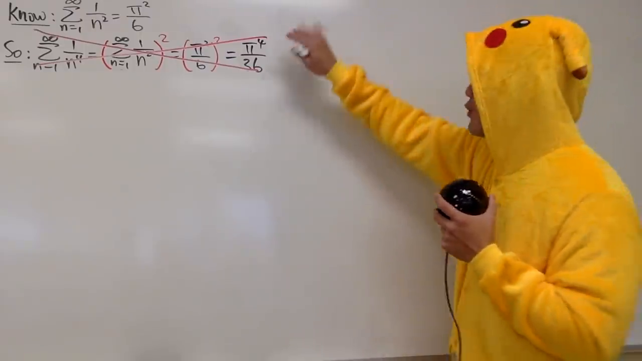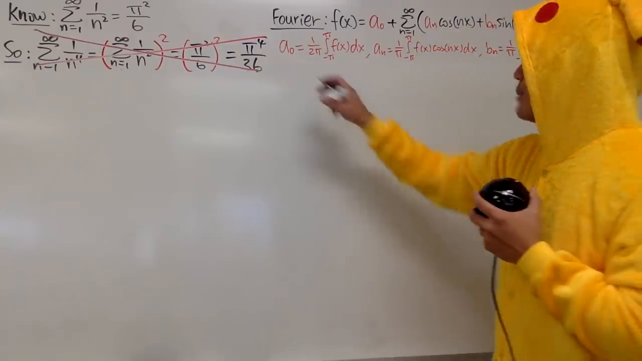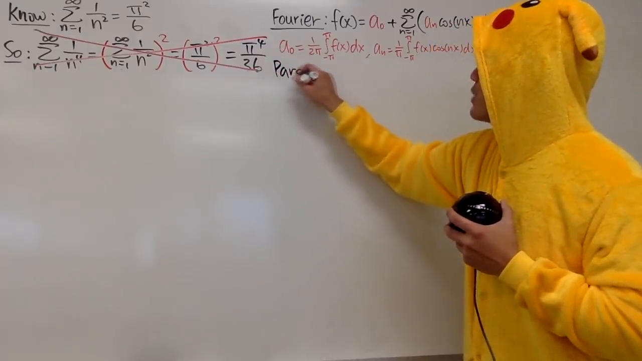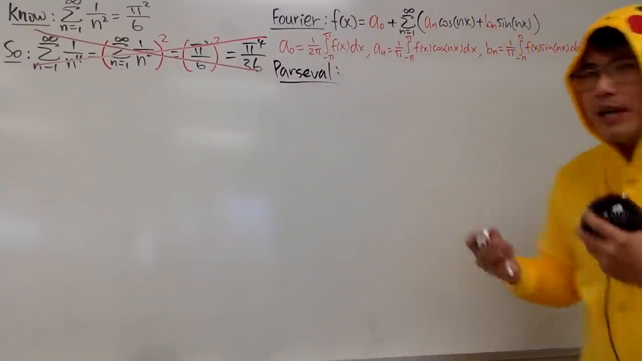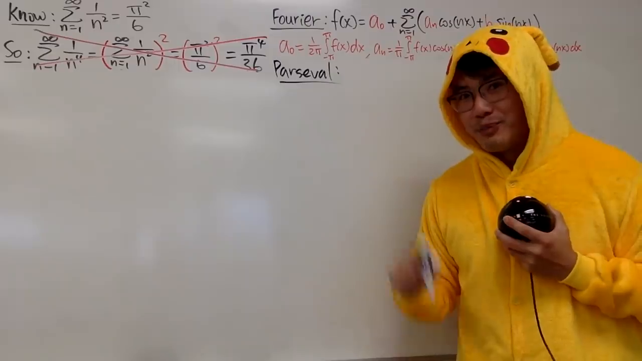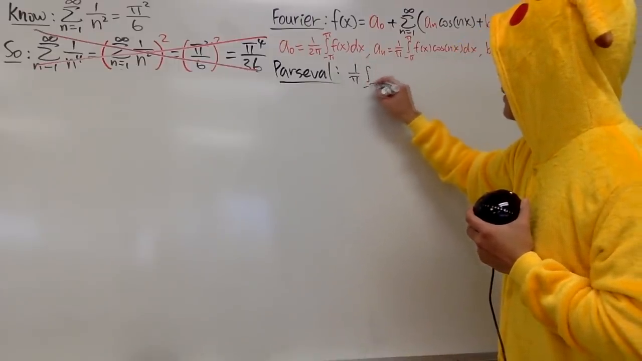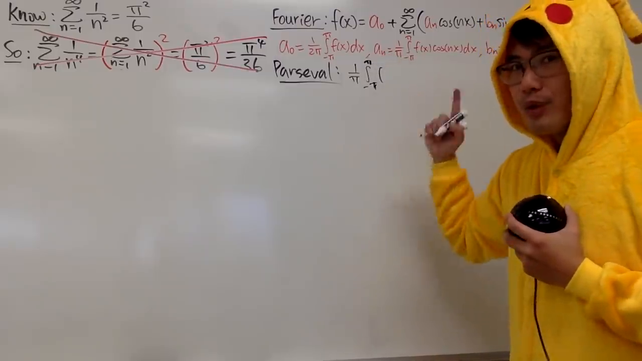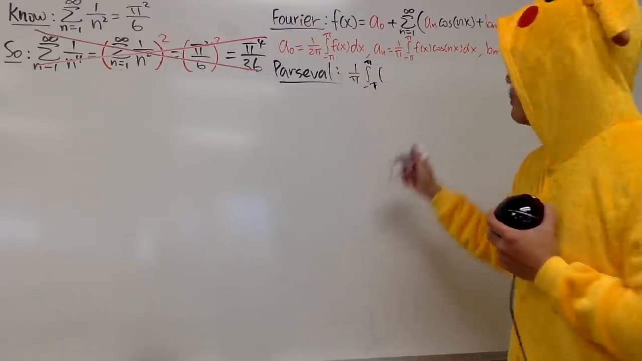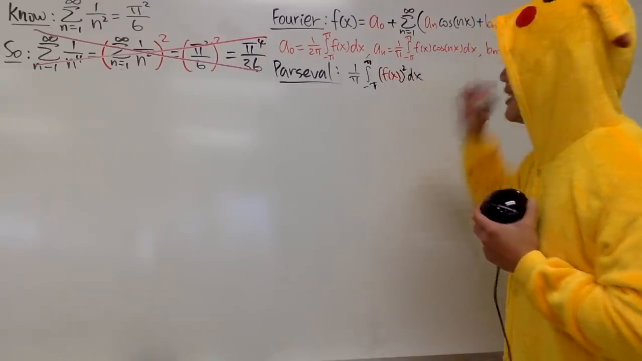And now let me just put down the formula right here for you guys. And now we also need to have the Parseval theorem, so let me put that down right here as well. And this says, if you get the things from here, we can actually have a really nice relationship between the following, you'll see. First, we need to have 1 over pi times the integral from negative pi to pi. And inside, we don't just integrate f of x, but rather we have to integrate f of x squared dx, like this.